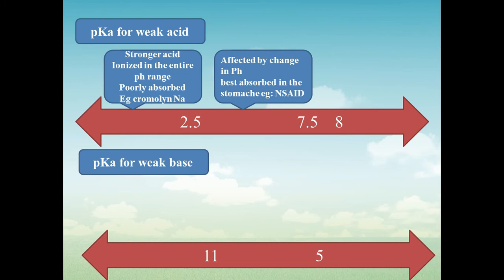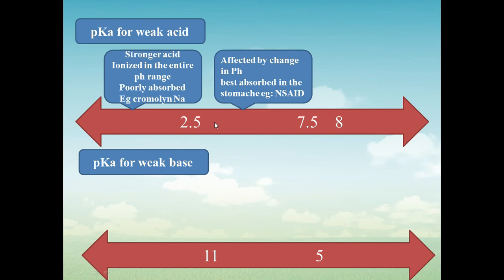Okay, then second, those affected by change in pH, best absorbed in the stomach. In case of a strong acid the pK is less than 2.5. In this scale you will come to know that this is 2.5 and here it is less than 2.5, so a strong acid generally has a pK less than 2.5, so it will remain poorly absorbed because it will get ionized at the entire pH range.